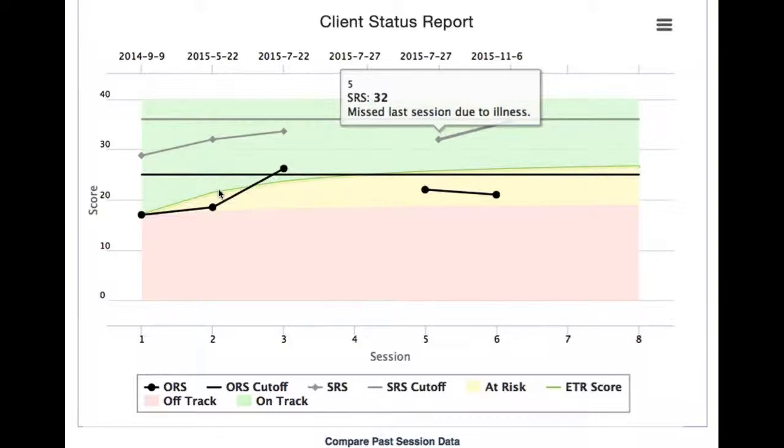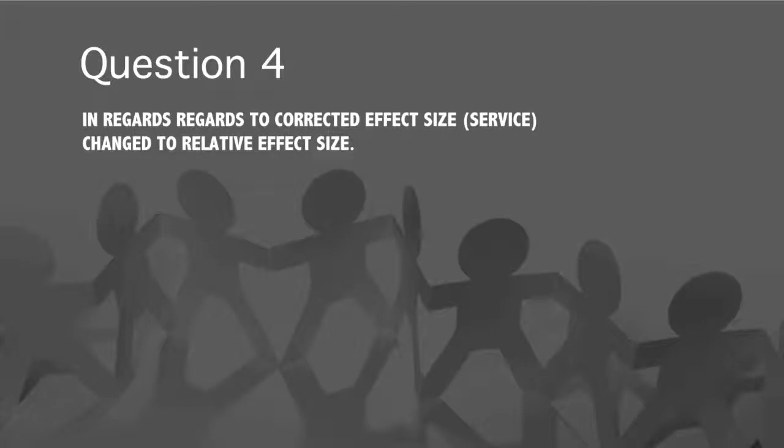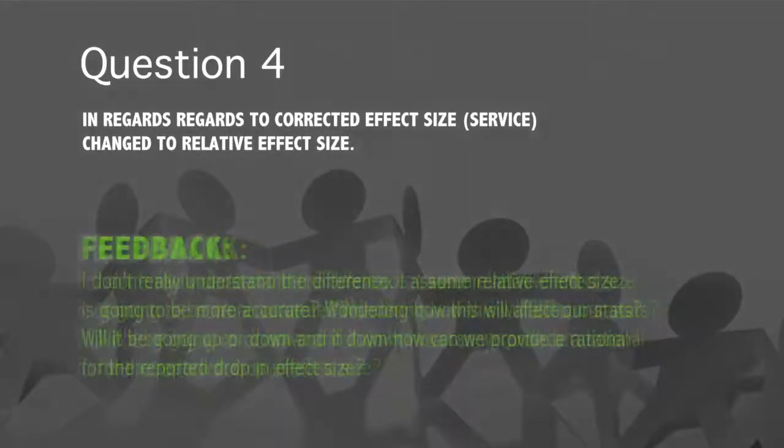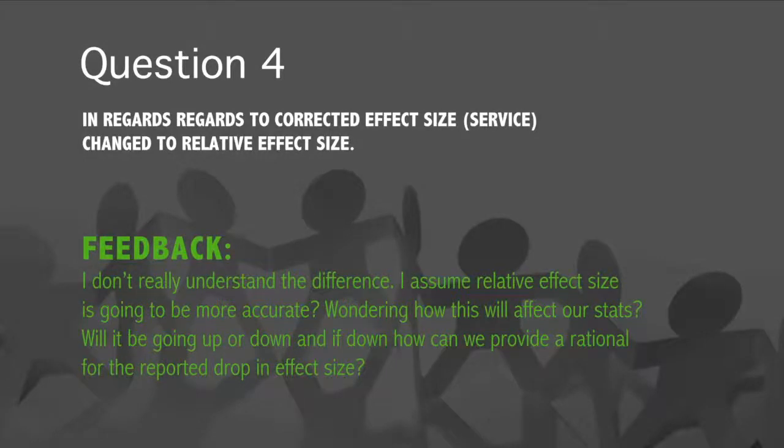Thanks, Scott. And it reminds me, I know there's another question coming up here that's related to that, regarding corrected effect size changing to relative effect size. The feedback is, I don't really understand the difference. I assume relative effect size is going to be more accurate. Wondering how this will affect our stats. Will it be going up or down? And if down, how can we provide a rationale for the reported drop in effect size?